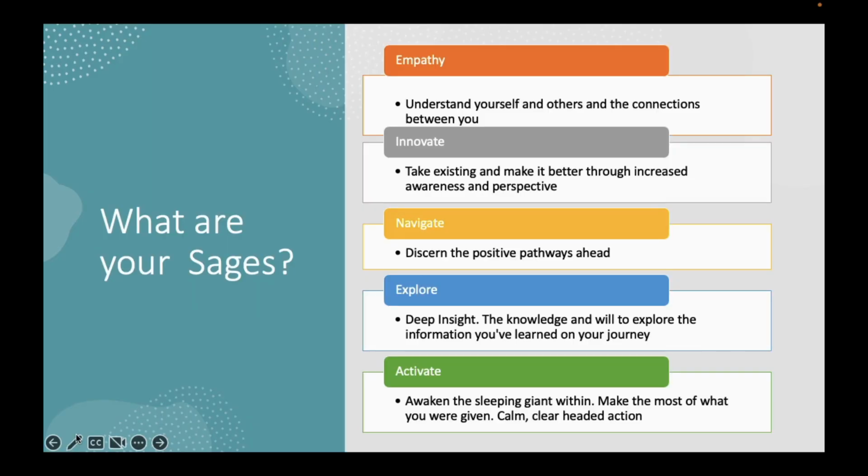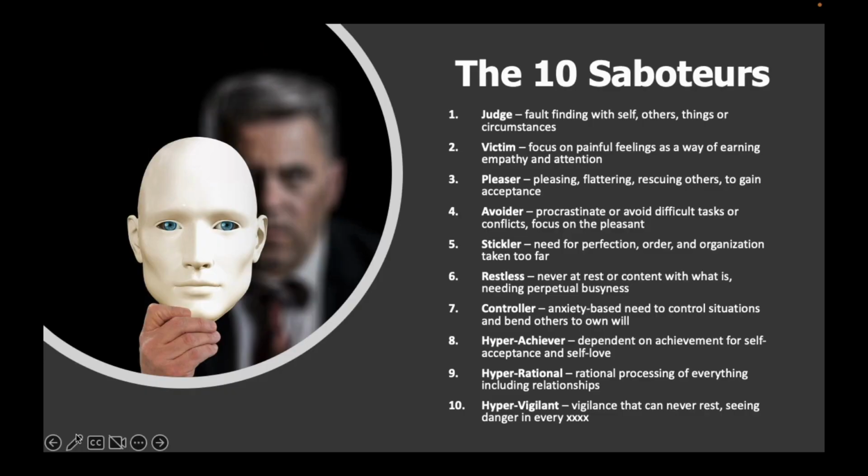So what are the SAGEs? There are 5 key SAGEs: empathy, innovation, navigation, exploration, and activation. These are the 5 qualities that we can focus on to help us make better decisions and keep ourselves positive. Now, there are 10 saboteurs, all right? The judge is the one that we all have, and then we'll all have different levels of the others. For me, it's important that you understand the top 3 or 4 saboteurs in addition to the judge. And we've done separate videos on each of these areas.